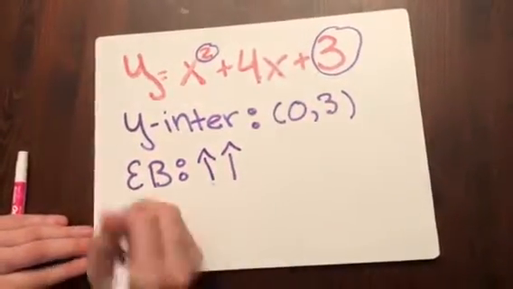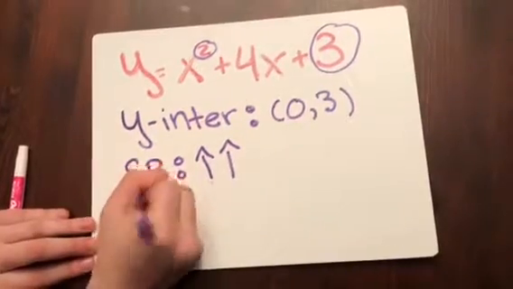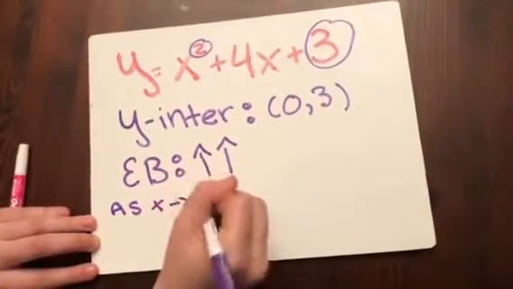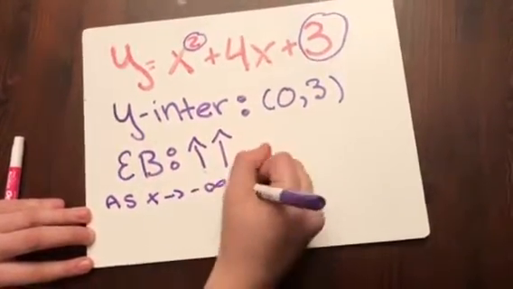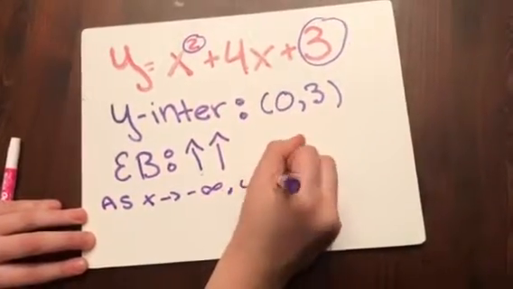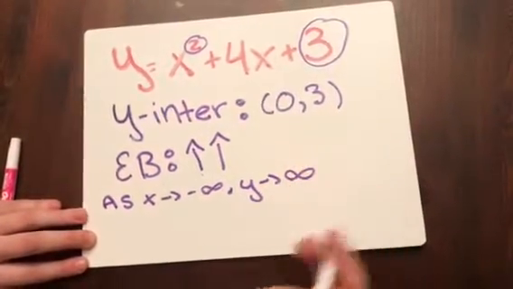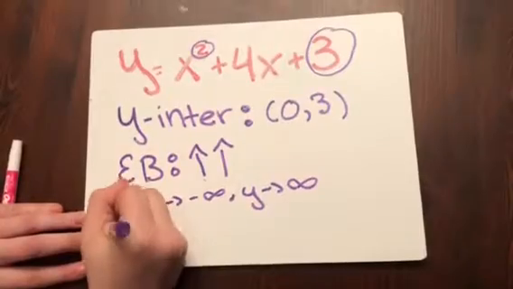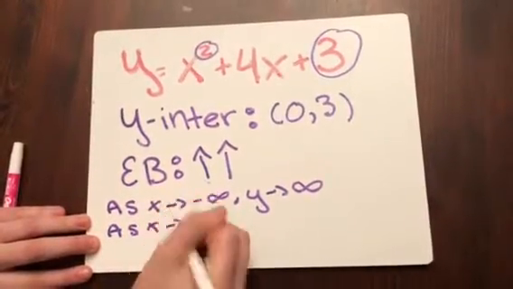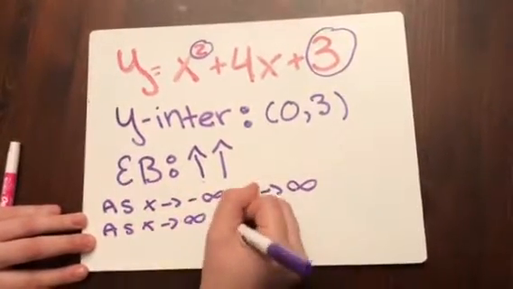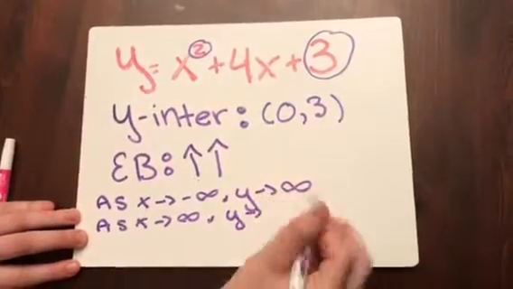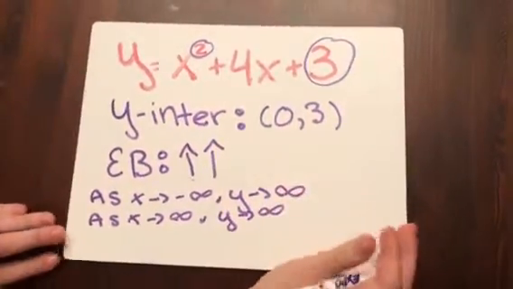If you're going to write this in infinity notation, it would be as x is reaching negative infinity, y would be reaching positive infinity. Again, as x would be reaching positive infinity, y would also be going towards positive infinity.